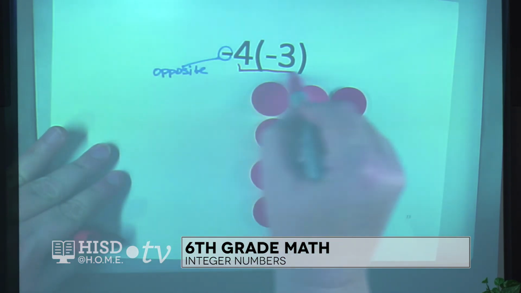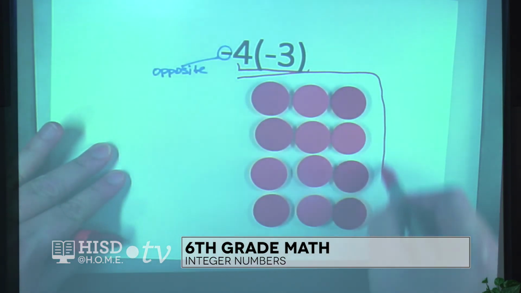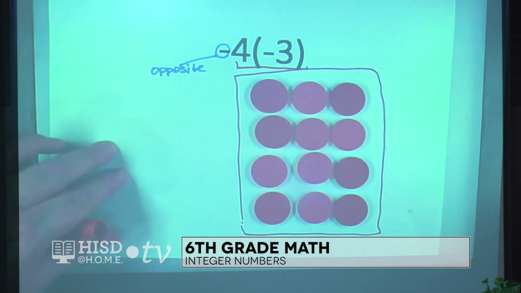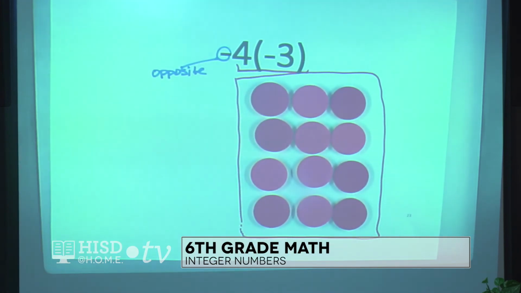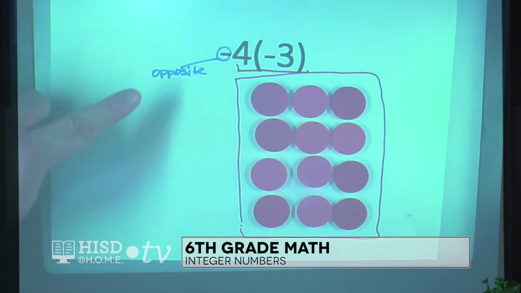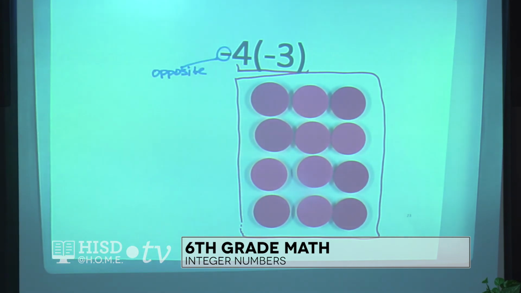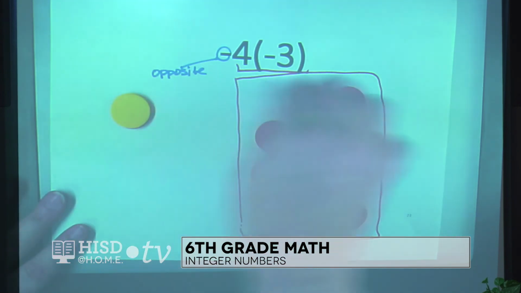So right here is what I have. This is 4 groups of negative 3. But now what I need to do is I've got to take the opposite. And what do we do whenever we find the opposite? Are you ready? Okay, right now this is negative 12. I've got to take the opposite of negative 12. I can just flip these over.